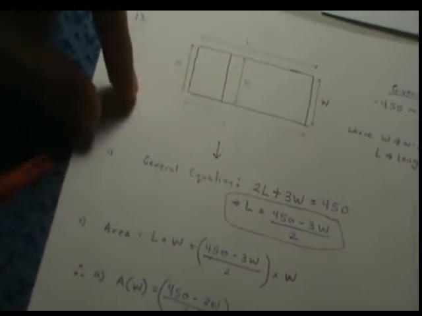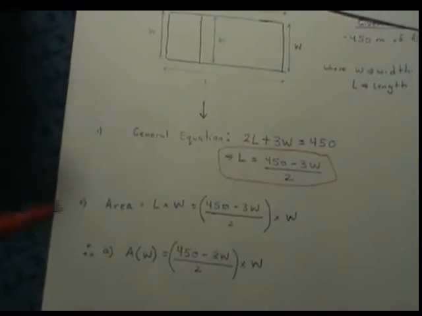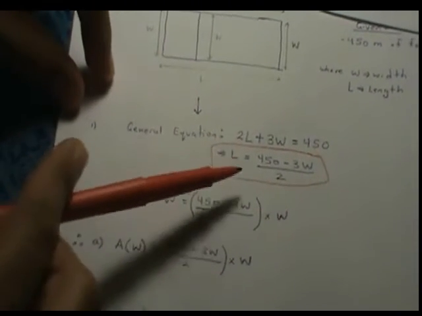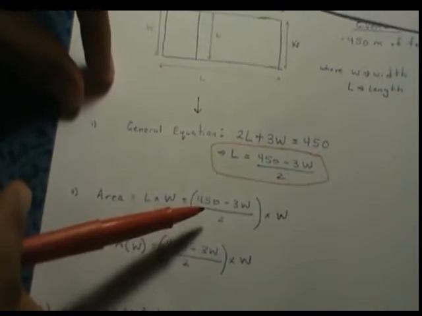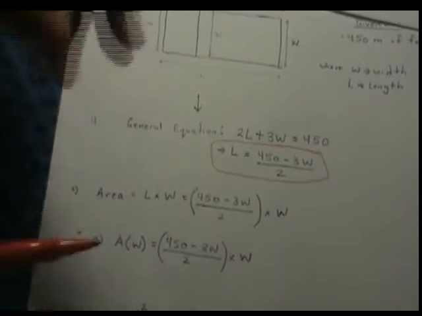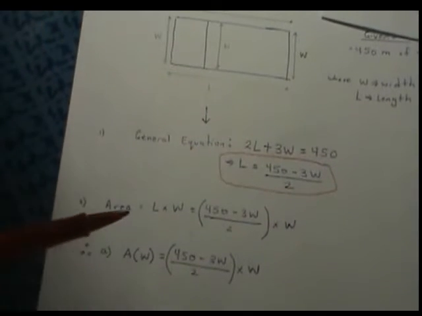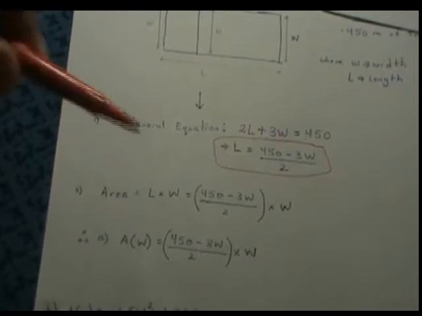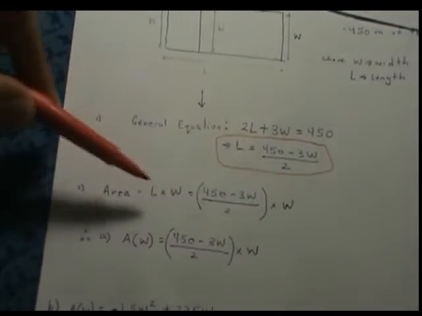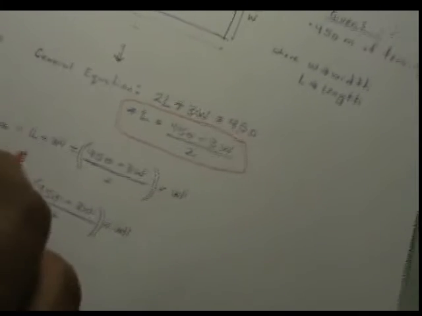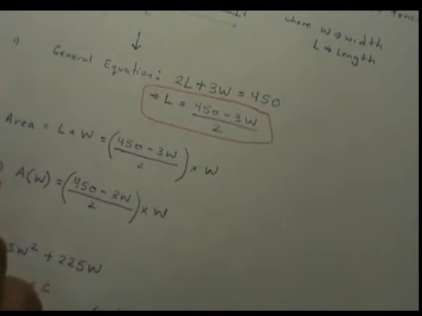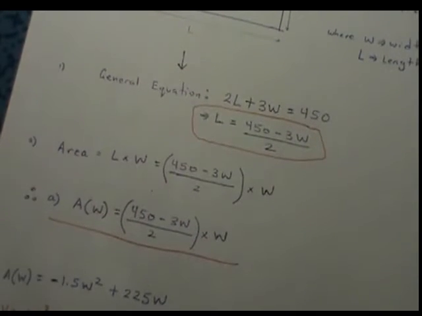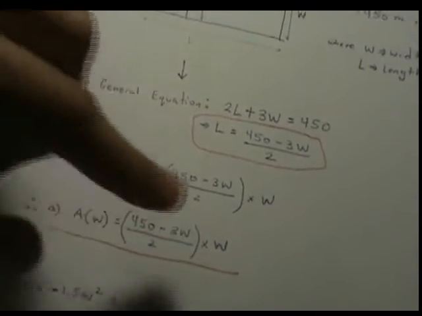For step 2, we know that the area of a rectangle is length times width. So basically, length, which we got from here, times the width. And so that means our area function, or area as a function of the width, is basically what we wrote here. So that's our answer for part A. Area as a function of width is this.